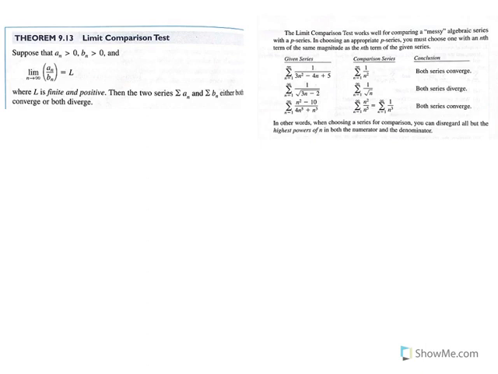As with applying the direct comparison test, there are certain steps when you would like to use the limit comparison test to argue that a particular series must converge or diverge. And the steps are similar to what we did yesterday with the direct comparison test. Step one is you must choose a comparison series.